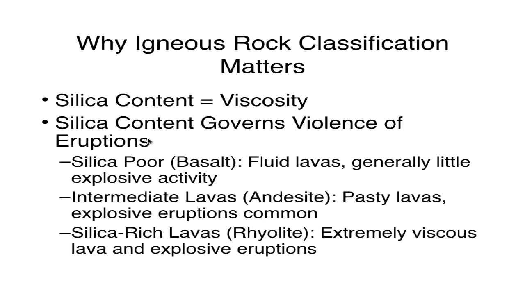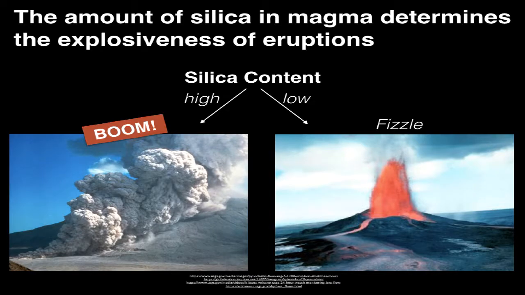So is there a way that we can show that better? Well, here's my attempt. I start off with a nice sentence headline so you know what my main message is right from the start. The amount of silica in magma determines the explosiveness of eruptions. And then I can show that visually at this bottom block here. Silica content, when it's high, you get a boom, and when it's low, you get a fizzle. Much more memorable.